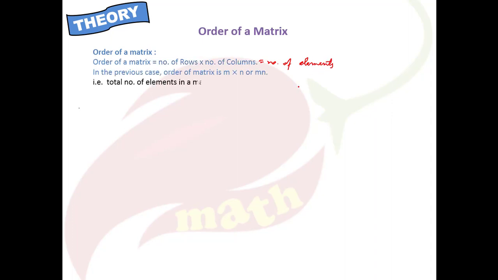Okay. Now in the previous matrix we have done, how many rows were there? M rows. And how many columns? N columns. So how many elements that matrix had? M into n, that is number of rows into number of columns. So total number of elements in a matrix is the order of a matrix.